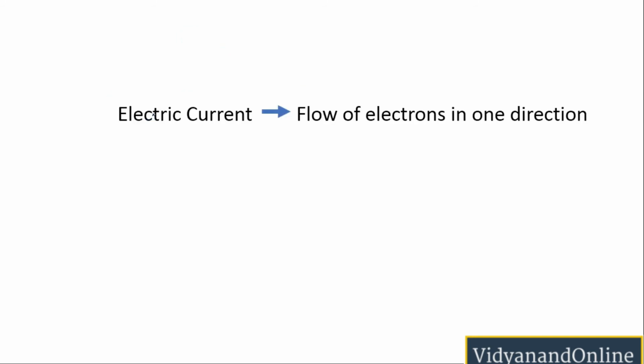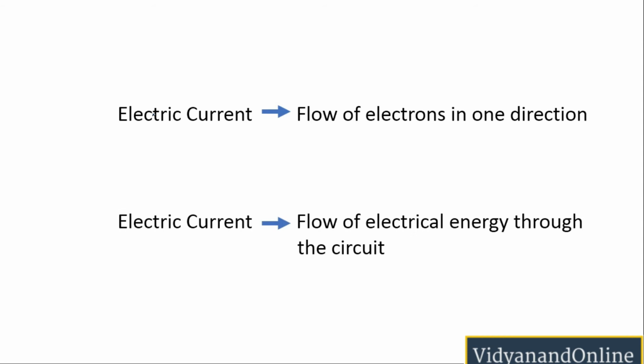And thus, we have two definitions of electric current. Number one, the flow of electrons in one direction, or number two, the flow of electrical energy through the circuit. I would rather say that the second definition is the most appropriate, because it is a flow of electrical energy through the circuit because of which electric current is produced.